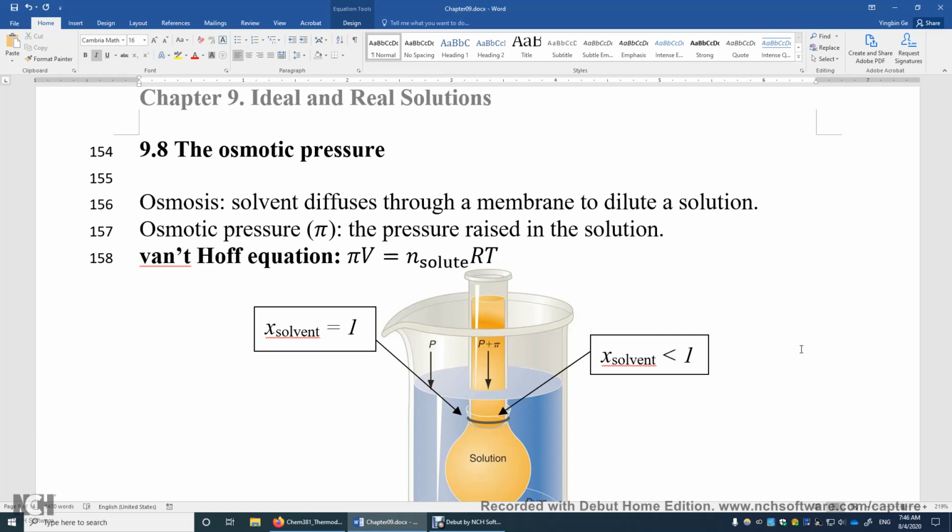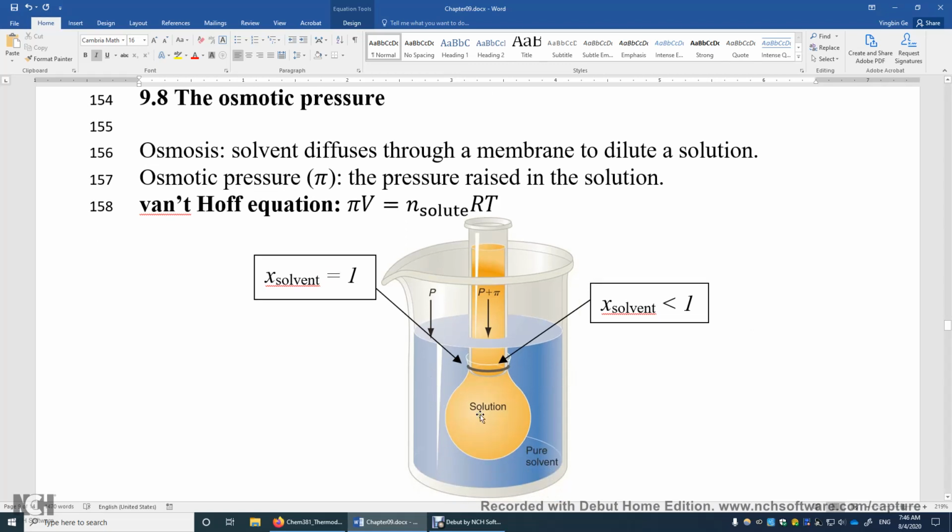That solvent diffuses through a membrane to dilute a solution. So for example, in this diagram, water can get into this solution. We have a membrane here, but this membrane allows the solvent to pass through, not the solute. So I would say this is a semi-permeable membrane.